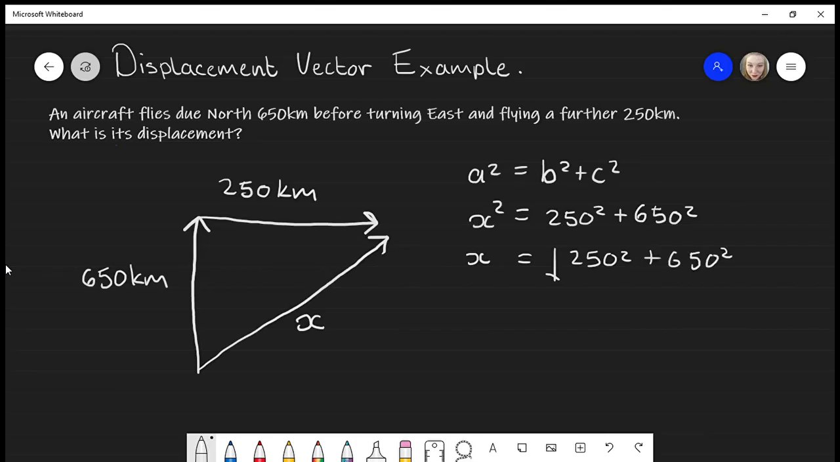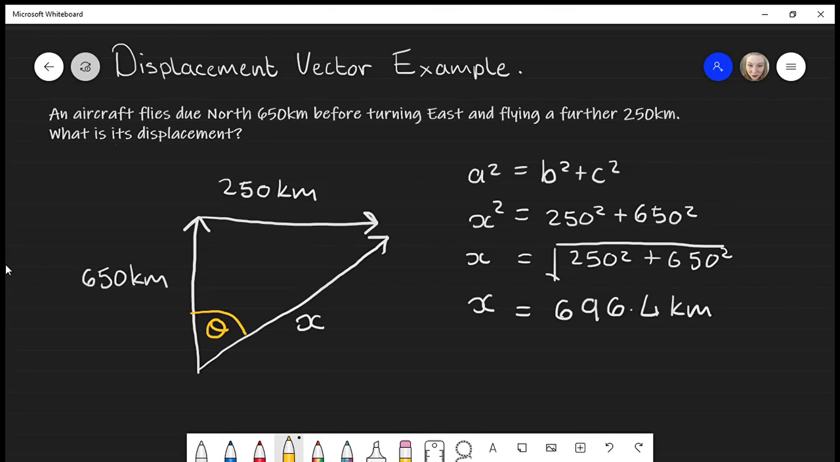And its value, when I type into my calculator, 696.4 kilometers. So we've got the value of x. Now we need to find the direction, because remember, displacement has a direction as well as a value. So for this, if we know this angle, we can figure out the angle northward to eastward between it, and that will give us the full displacement.